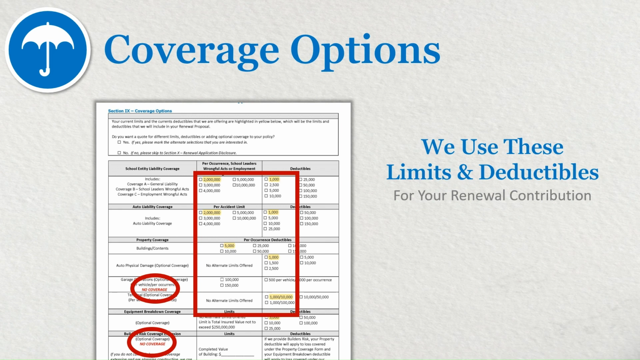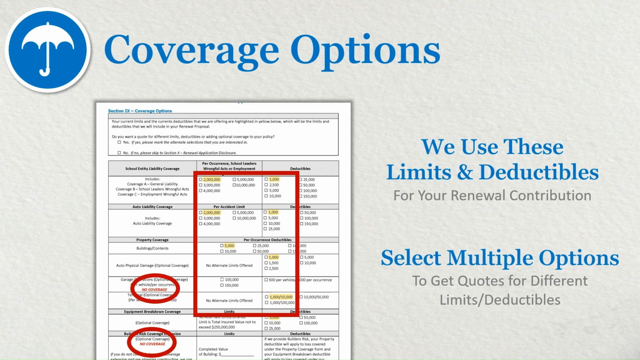If you'd like a quote for a different limit or deductible, you can select as many of the options as you'd like. We will prepare a quote for you in the alternate limits and deductibles section of the renewal proposal, which will tell you how many potential changes could impact your contribution.